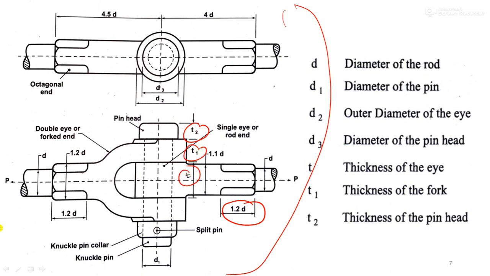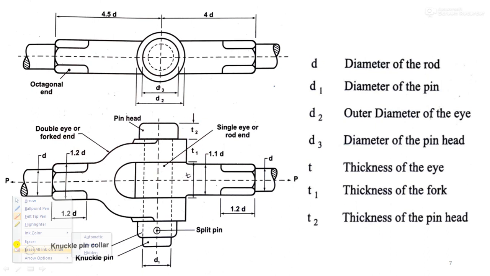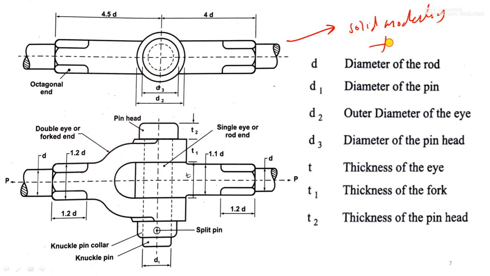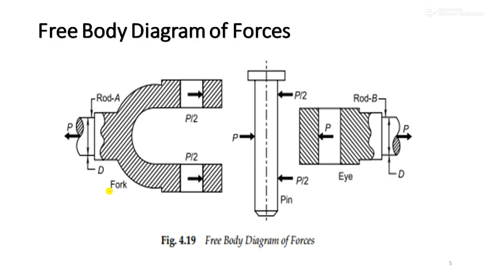Now, whatever design you have done, you have to do the solid modeling of this design using Fusion 360, after doing all the calculations. So I hope you have understood the design of the knuckle joint.